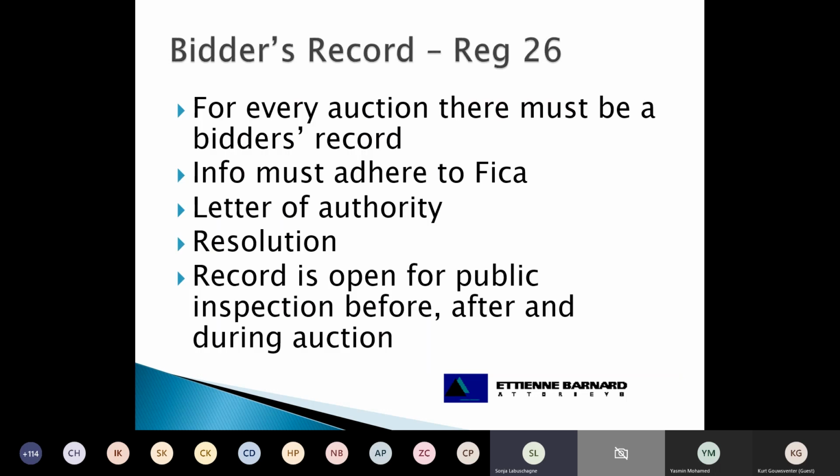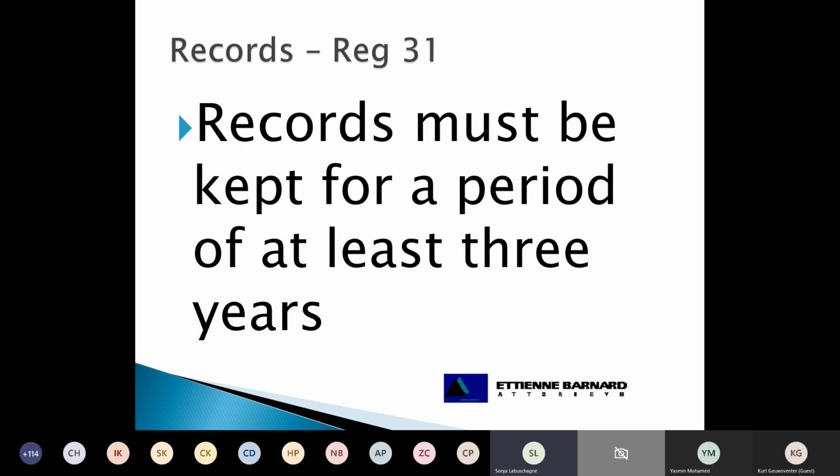Then you must have a bidders' record, and this is where your FICA comes in. The information is there, and you list all the bidders. If they're acting on behalf of a company, you must have letters of authority and a resolution. These records are open to the public for inspection before, after, and during the auction, and must be kept for a period of at least 3 years.